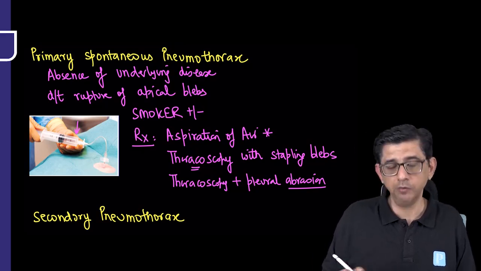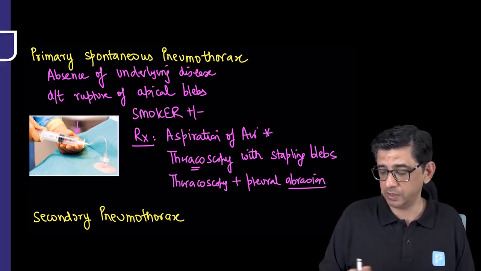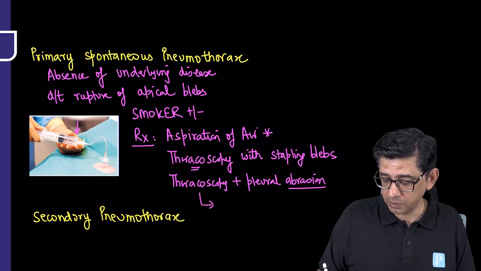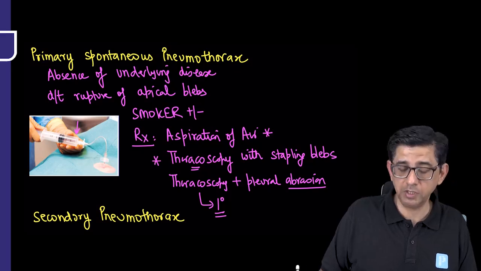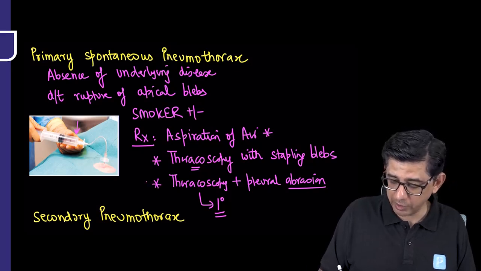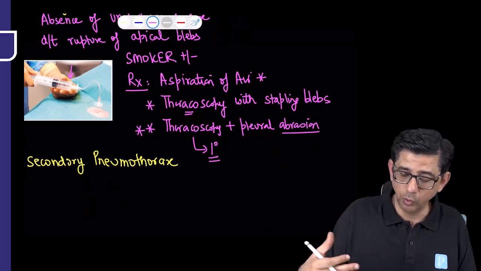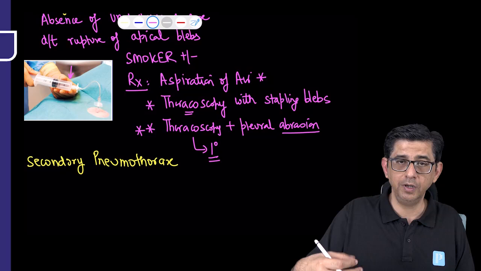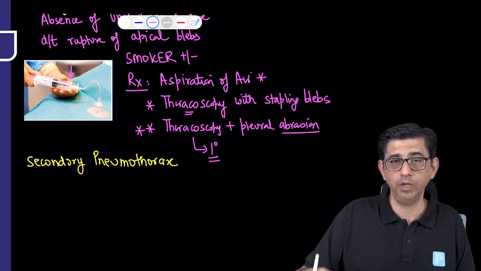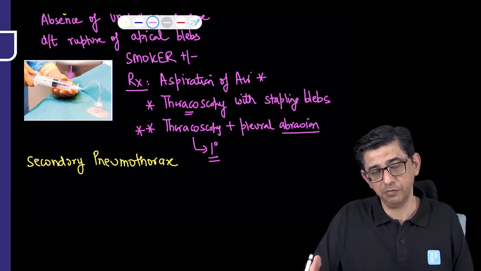As far as thoracoscopy with pleural abrasion is concerned, this has a 100% success rate in prevention. So if he says what is the best way for prevention, and you have to select between thoracoscopy with stapling and thoracoscopy with abrasion, then thoracoscopy with pleural abrasion according to the textbook is more successful at prevention. And if he says initial management of a large symptomatic spontaneous pneumothorax of the primary variety, our answer would be given as aspiration of air.